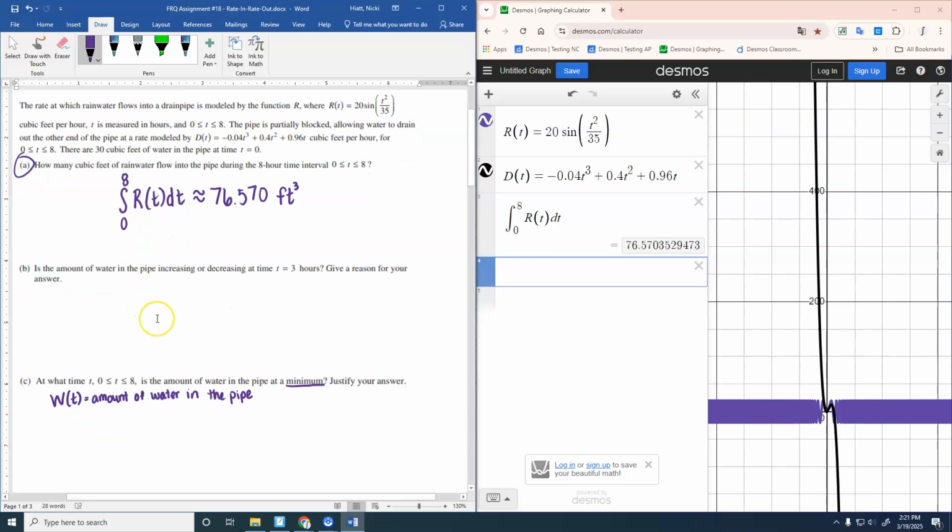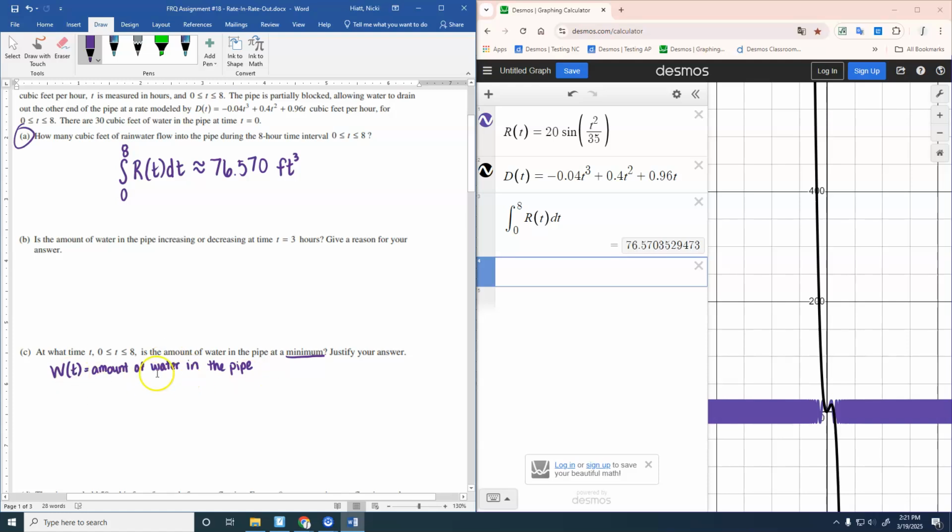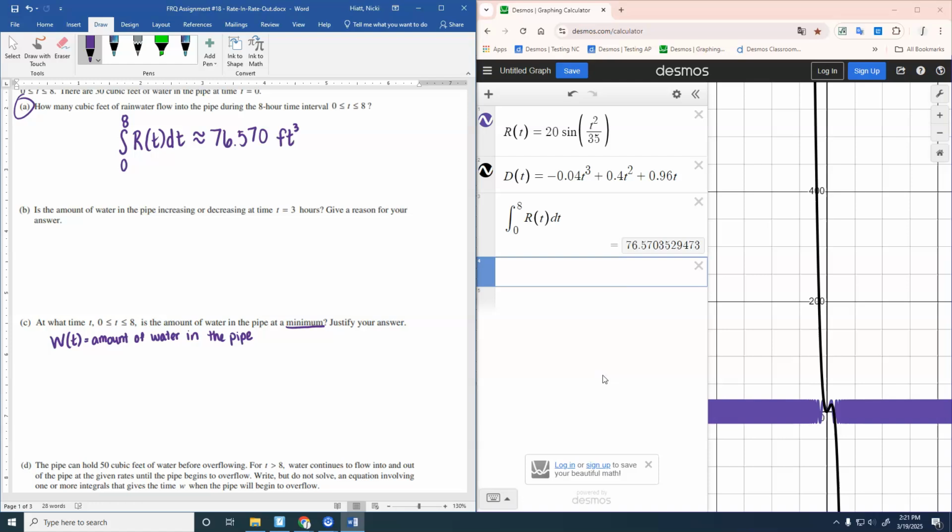Then if we skip down to C, if we want to write an equation for the amount of water in the pipe, then W of t, what would it equal? Right? That's our initial amount because they told us 30 cubic feet of water in the pipe at t equals 0, right? And then we got water coming in and water going out, right? So we're going to add the water going in. What's that going to be?